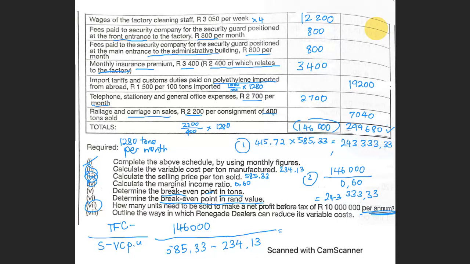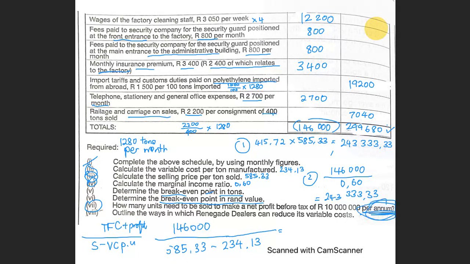To this numerator, you are simply going to add on the profit target. So it's your break-even formula, but you are changing it. It's the same as your break-even formula. All you're doing is adding the target profit to the numerator, and that would tell you how many units need to be produced for the year.